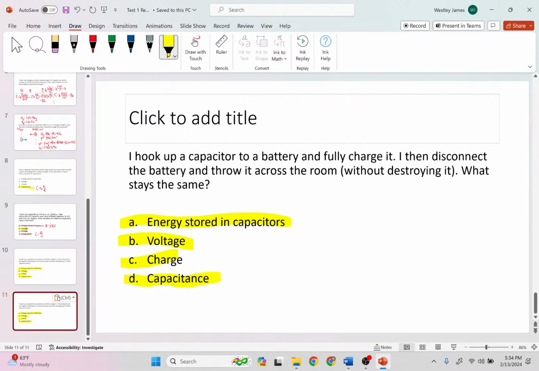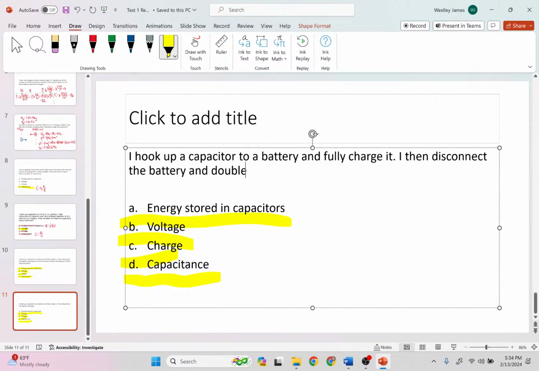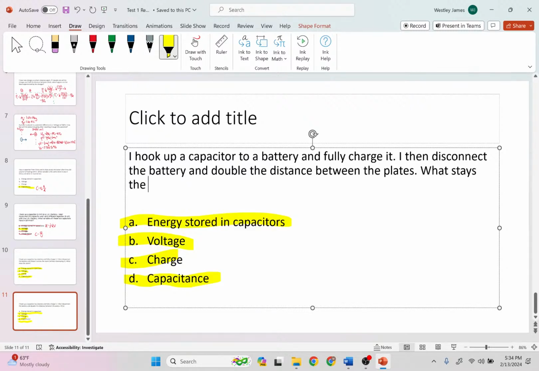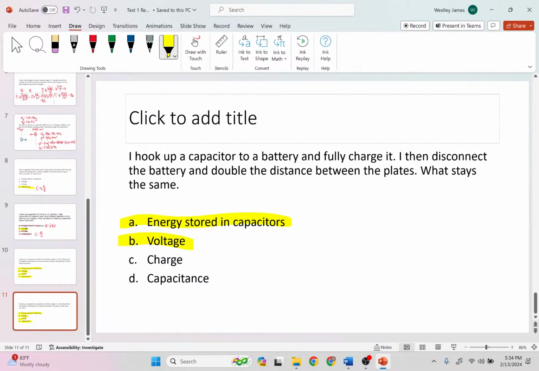Now, how would I change this problem so that, by process of elimination, there is only one answer? I hook up a capacitor and fully charge it. I then disconnect the battery and double the distance between the plates. What stays the same? Only the charge. If you change the distance between the plates, you're changing the capacitance. If you're changing the capacitance, you're changing the voltage. If you're changing any of those, you're changing the energy stored. So, there you go.